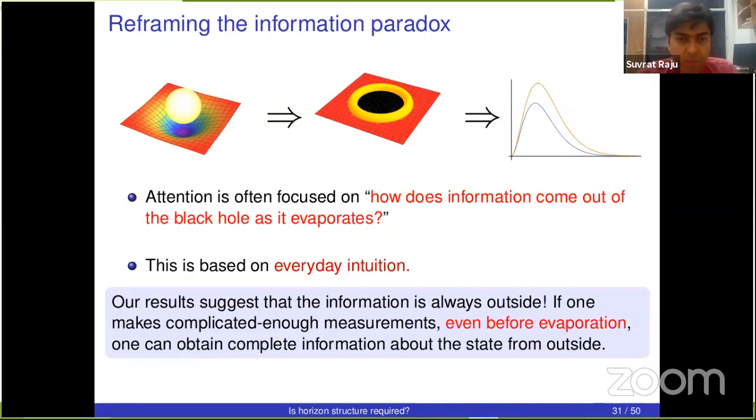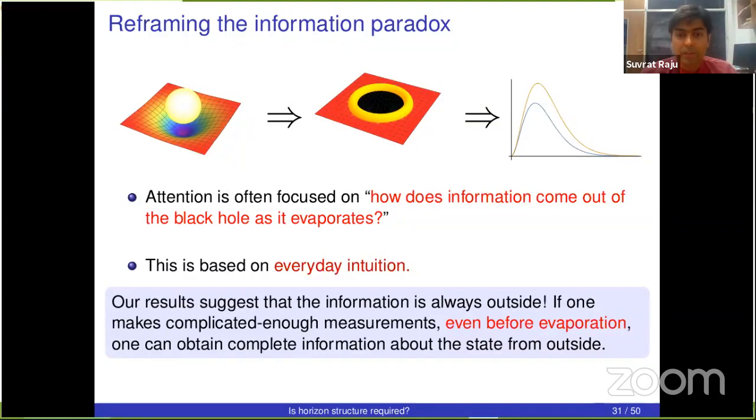When we phrase the information paradox, it's often phrased in the following sense. We have some star, the star had some details, it collapsed into a black hole, and at some point the black hole evaporated and gave us radiation. The radiation was thermal, it didn't know about the initial details of the star. And then we ask the question of how information comes out of the black hole as it evaporates.